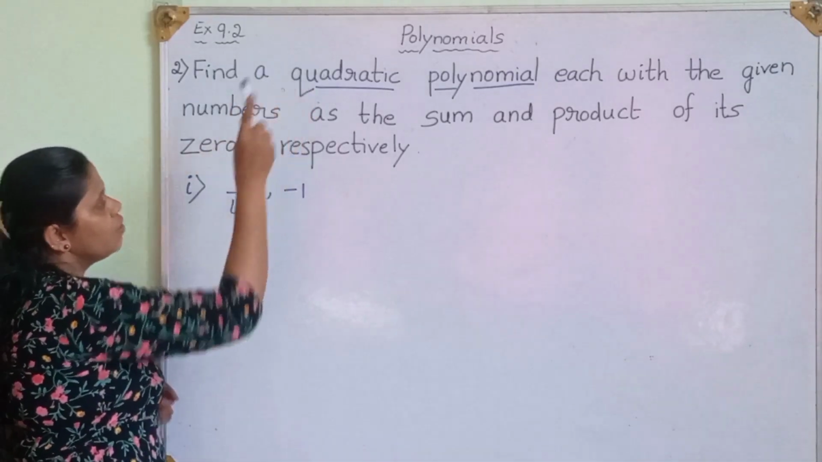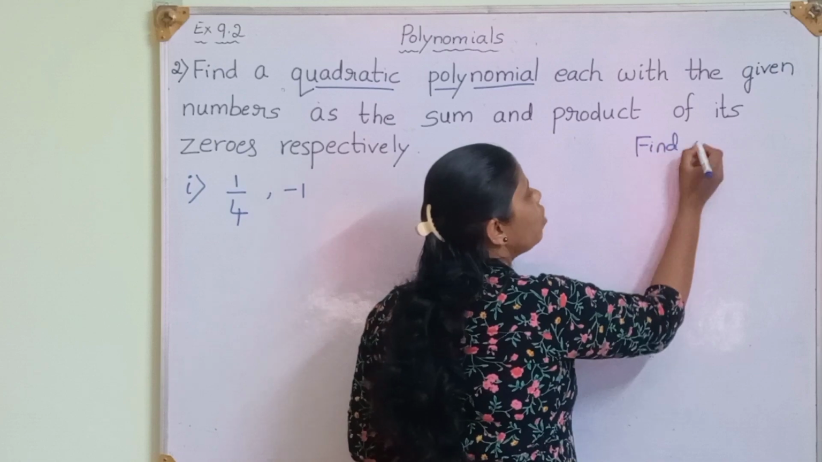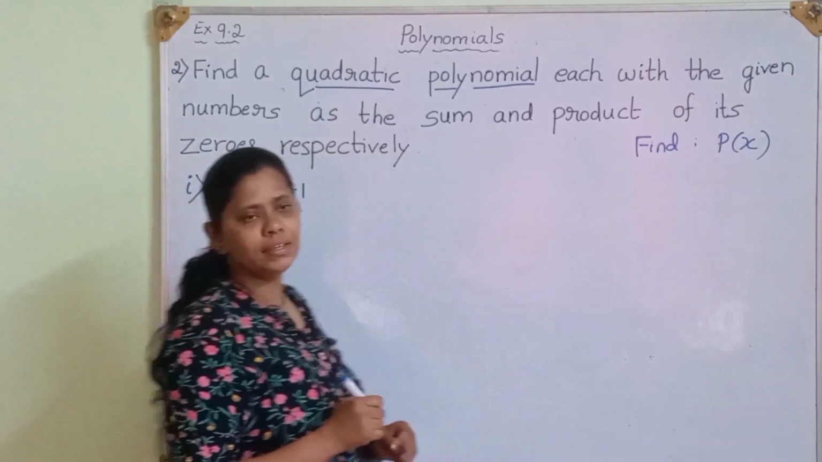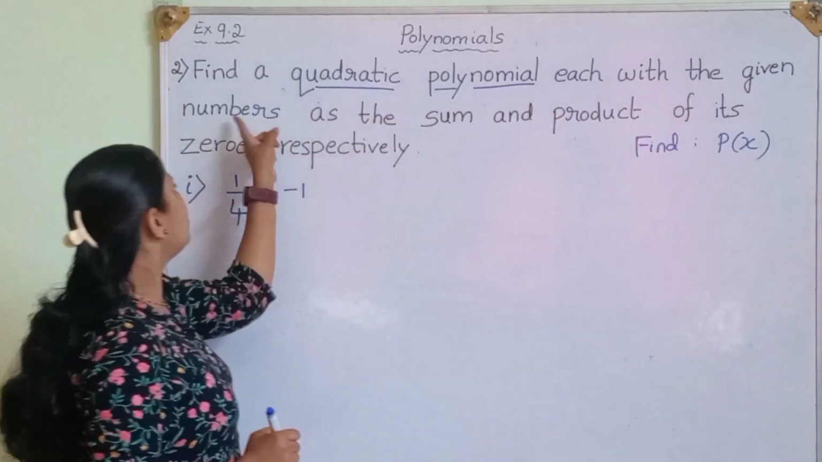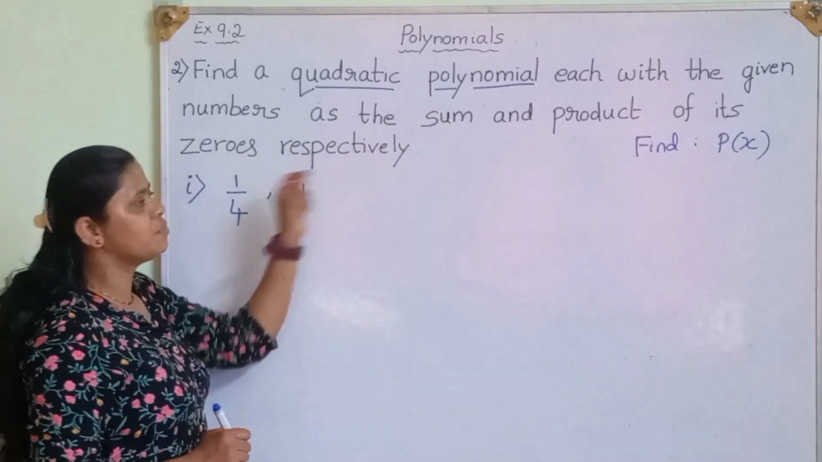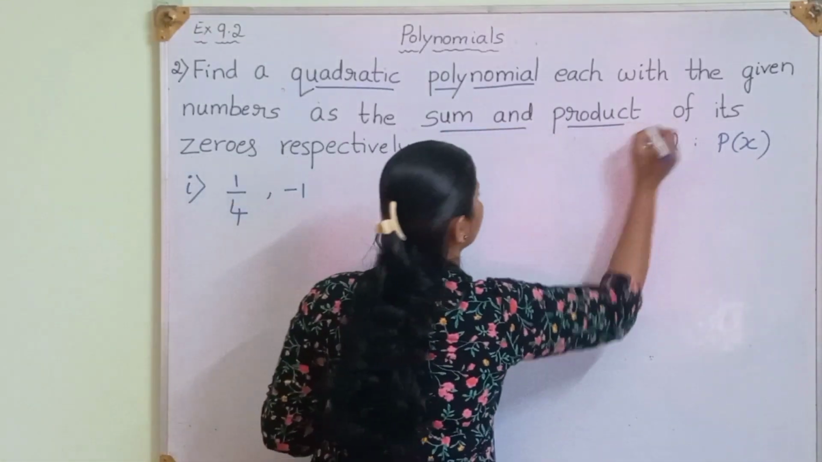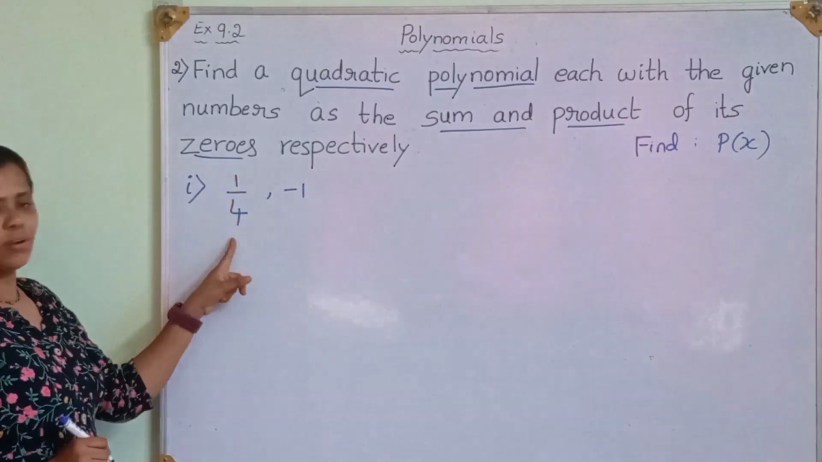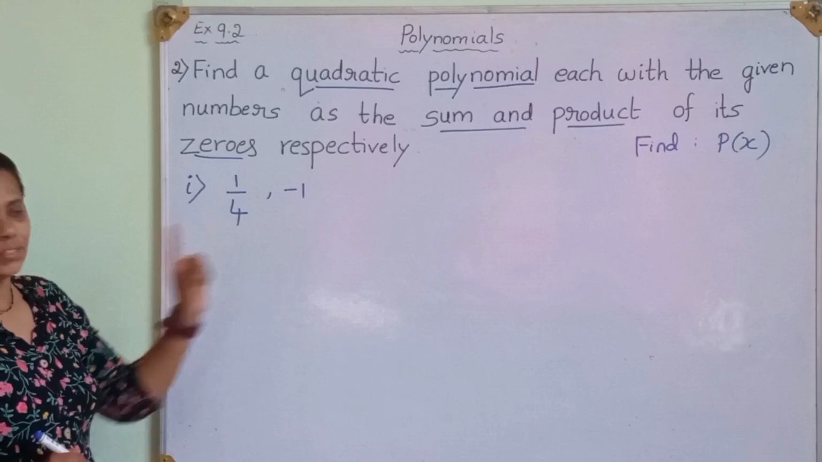What we have to find? We have to find a quadratic polynomial. That is, p of x we have to find. Isn't it? What is given? Each with the given numbers as the sum and product of its zeros respectively. What they have given? Sum and product of zeros. Say 1 by 4. It is what? It is the sum of its zeros.